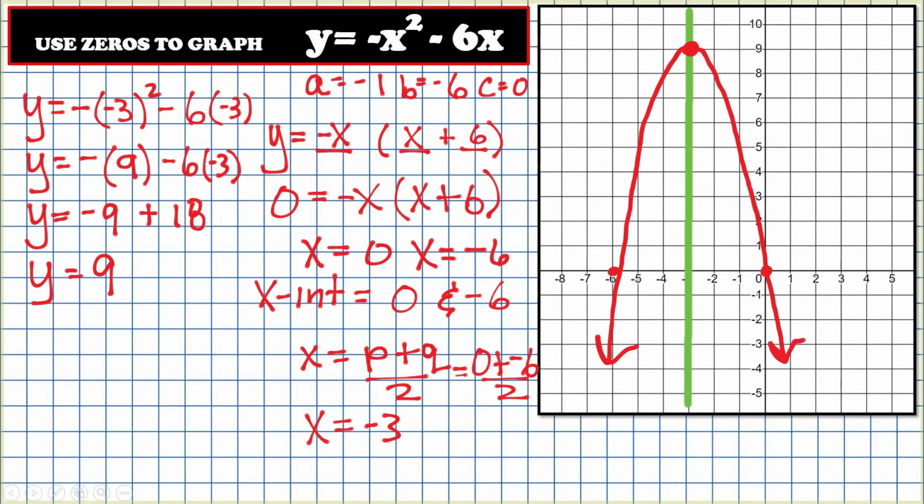And one thing that makes sense about this problem is we knew that our c value was 0 at the beginning, and that's the y-intercept. And it turns out that is our y-intercept. We have an x-intercept at 0, and that same exact point is also the y-intercept. So that is how you can graph a parabola by using the zeros of the function.